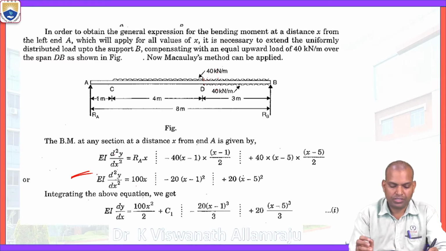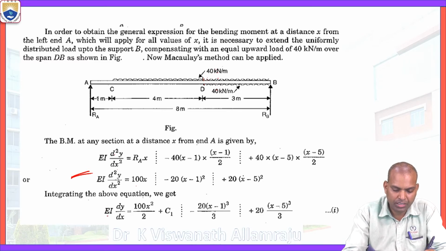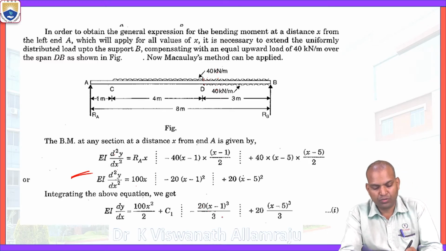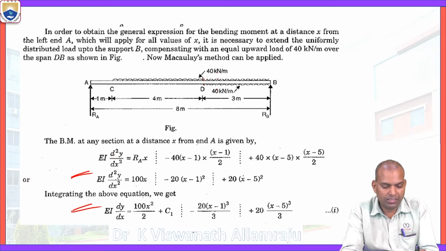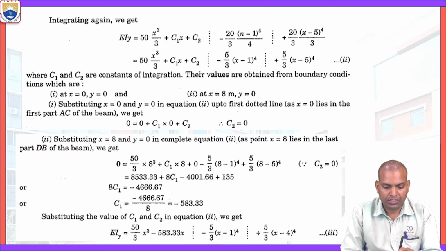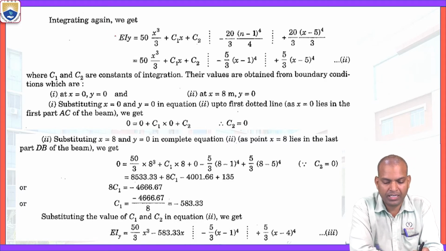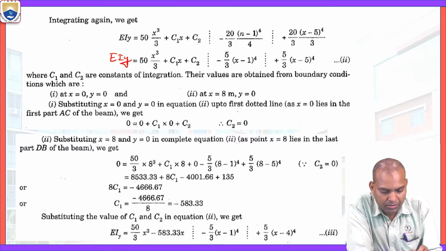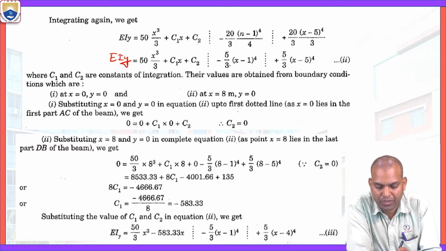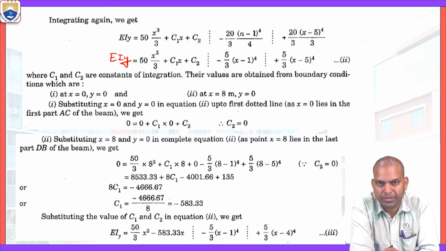Now this is the equation. If you integrate once, we get the slope equation: EI times dy by dx equal to 100 times x square by 2 plus C1, minus 20 times x minus 1 whole cube by 3, plus 20 times x minus 5 whole cube by 3. This is the slope equation. Then integrate the slope equation again and you get the deflection equation: EI times y equal to 50 times x cube by 3 plus C1 x plus C2, minus 5 by 3 times x minus 1 whole power 4, plus 5 by 3 times x minus 5 power 4.